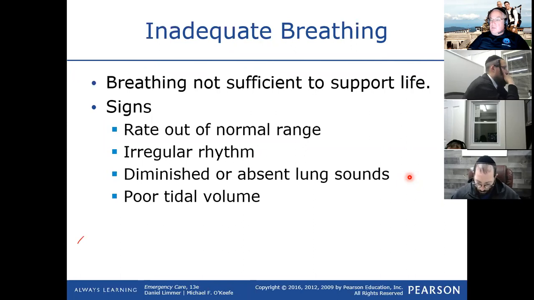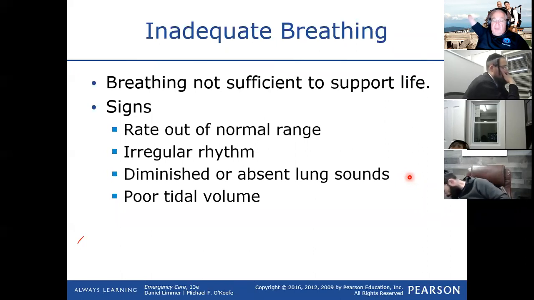Their respiratory rate may be too high or too low with no explanation, right? I mean, if they're exercising, it would be acceptable. The rhythm may not be regular. They may have diminished lung sounds, and if they have diminished lung sounds, they should also have poor tidal volume, right? Because if they're not breathing enough air in, it should be that their tidal volume is dropped.